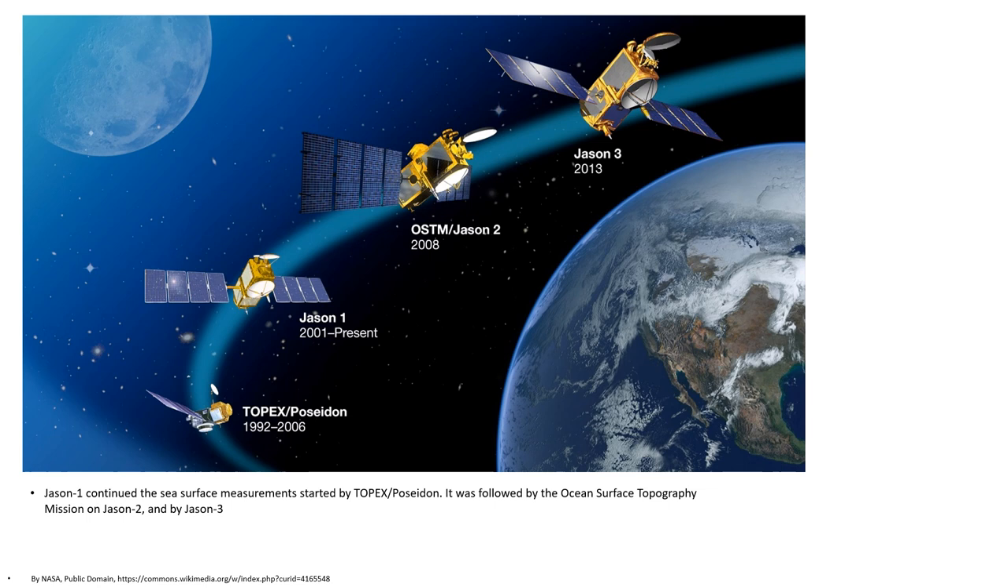Here is a collection of satellites in space, constantly measuring the sea surface movements at the coastlines. It started with TOPEX/Poseidon and then continued with Jason-1, followed by the Ocean Surface Topography Mission, or Jason-2, and by Jason-3.